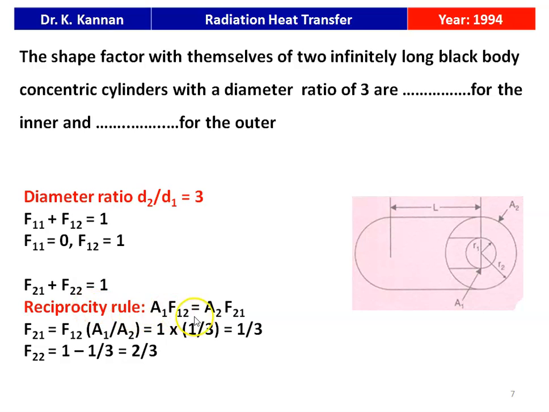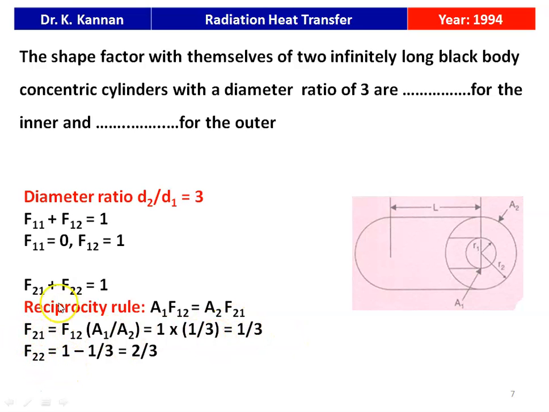So we take the reciprocity rule. From the reciprocity rule, A1 F12 equal to A2 F21. So F21 equal to F12 into A1 by A2. A1 by A2, it is a cylinder. A1 equal to pi D1 into L, A2 equal to pi D2 into L. So substituting, A1 by A2 equal to D1 by D2, which is 1 by 3. So 1 by 3 is the answer. F21 equal to 1 by 3.